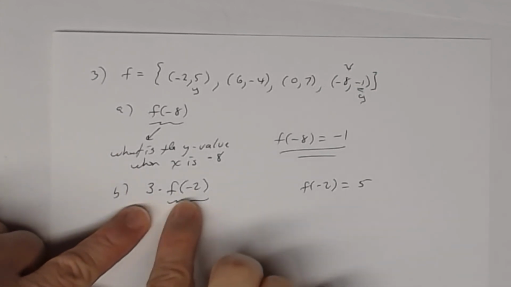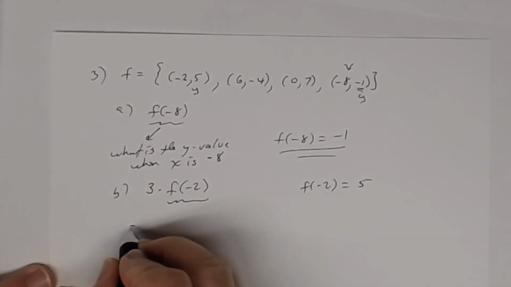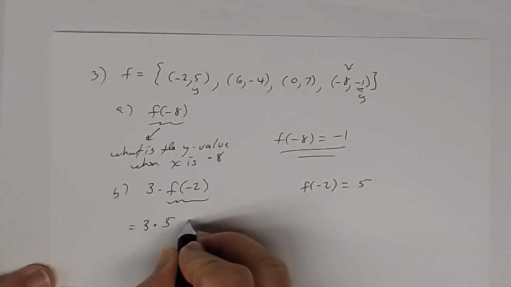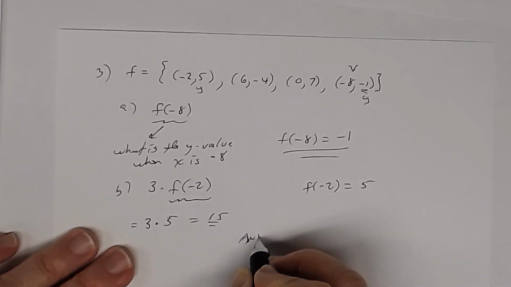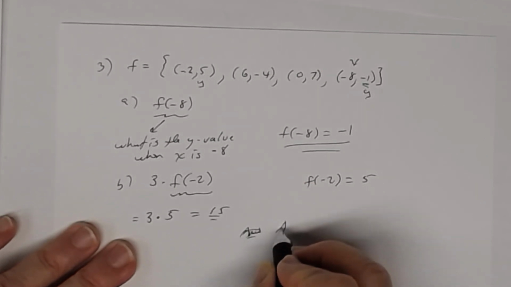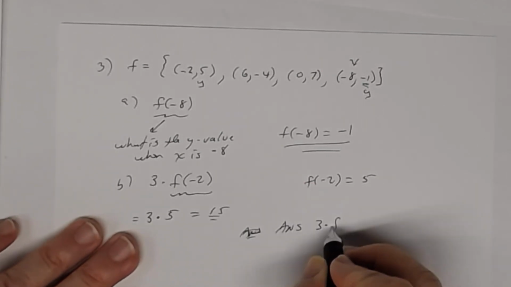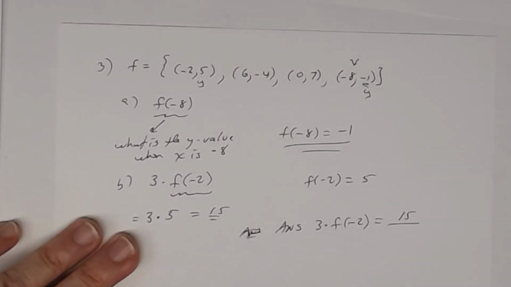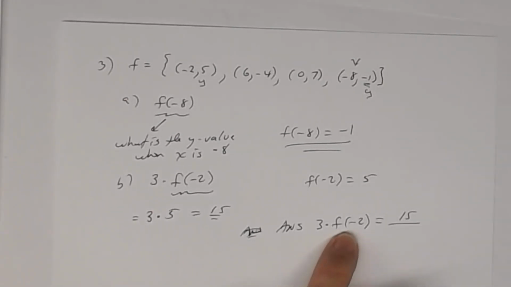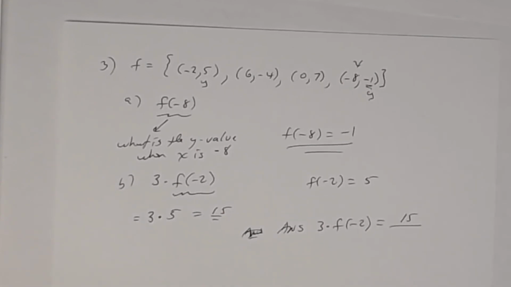But you got to multiply that by 3. So this becomes 3 times 5, which is 15. So the answer, you're going to say 3 times f of -2 is equal to 15, because f of -2 is 5, and 3 times 5 is 15.